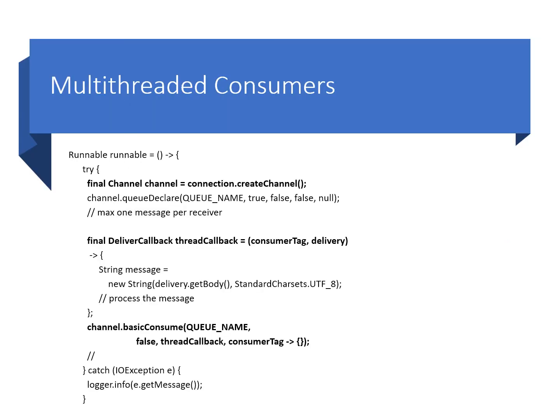Reception of messages on a single channel is single-threaded because channels are not thread-safe. This makes it necessary to create multiple threads and allocate a channel per thread or channel pool in order to obtain high messaging consumption rates. The code on the slide here shows an extract of how this can be done. Each thread creates and configures its own channel and specifies the callback function, thread callback in this case, that should be called by the RabbitMQ client when a new message is delivered.